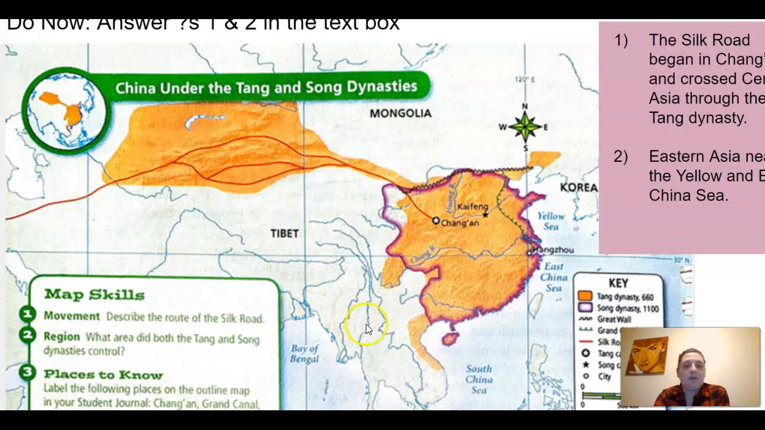And then what area did both the Tang and Song dynasties control? They both, so the orange is the Tang, and then the Song is whatever is inside the purple border. So they both ruled this Eastern Asia region near the Yellow Sea and the East China Sea. And you could even say the South China Sea too if you wanted to.